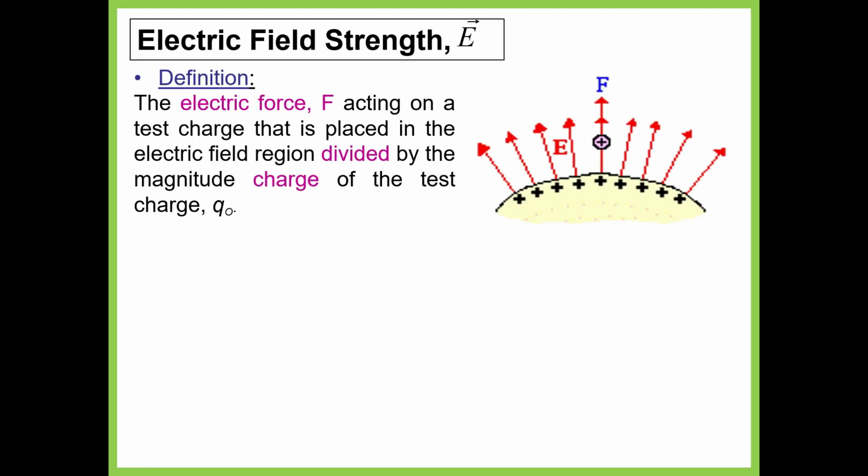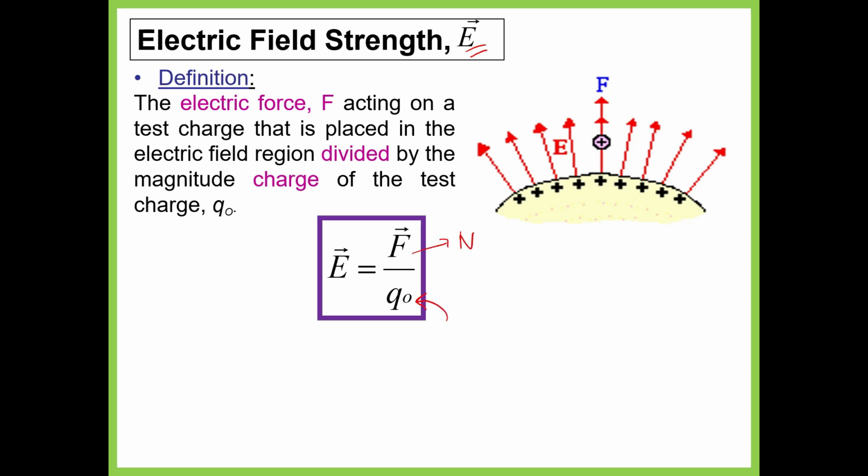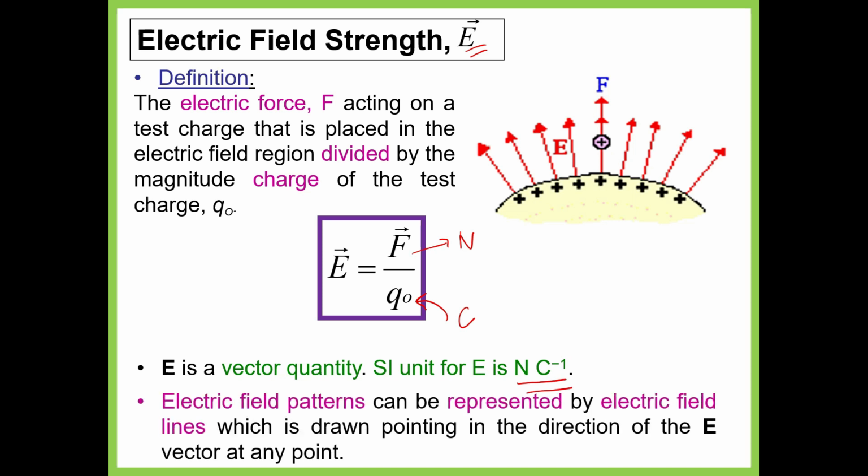The previous explanation brings us to the proper definition of electric field strength, E. So it is equal to electric force per unit charge. The unit of force is Newton, and the unit of charge is Coulomb. Hence, we can have the SI unit for electric field is Newton per Coulomb. The electric field is represented by the electric field lines that is pointing in the direction of electric field vector.